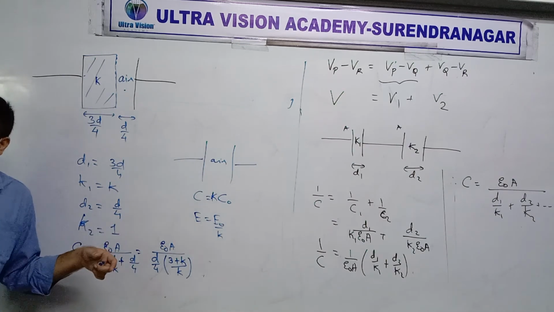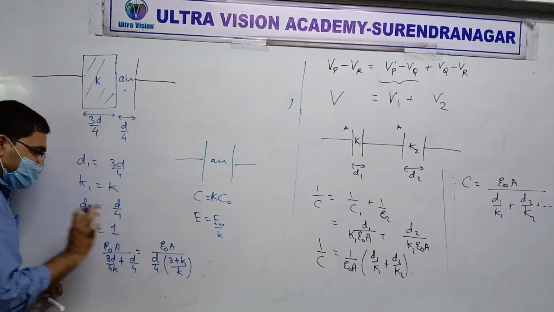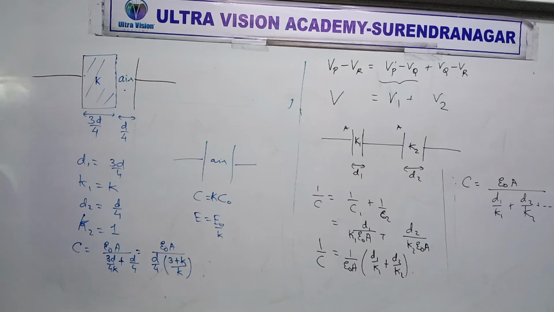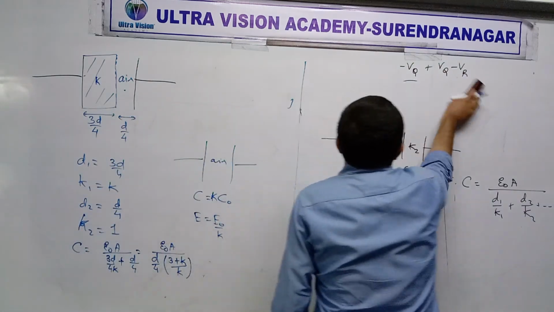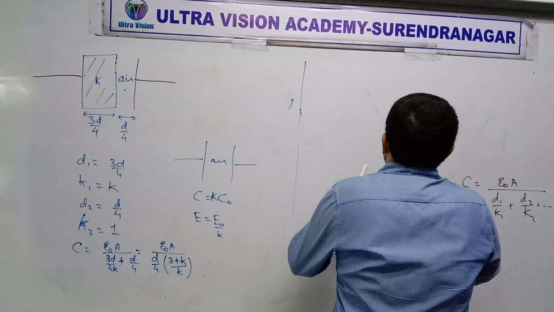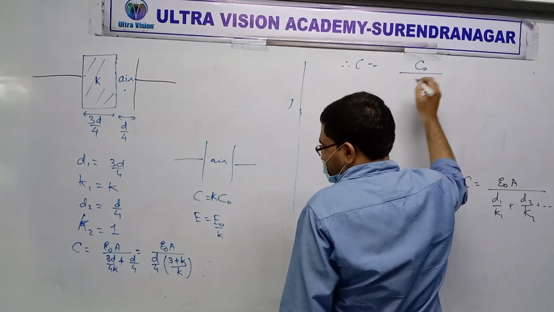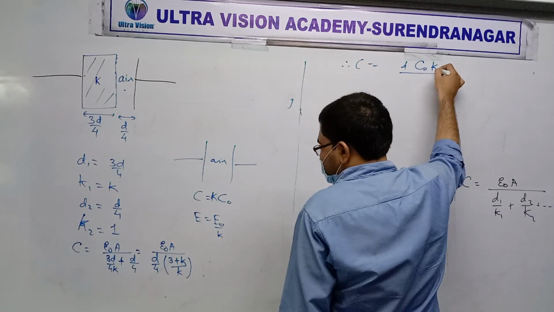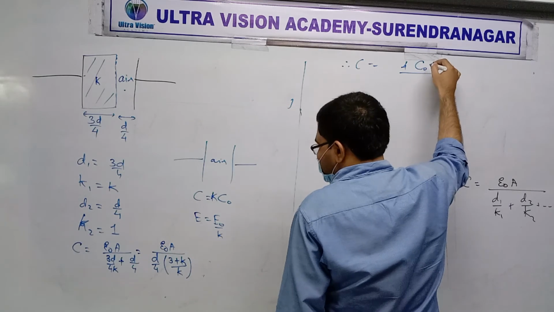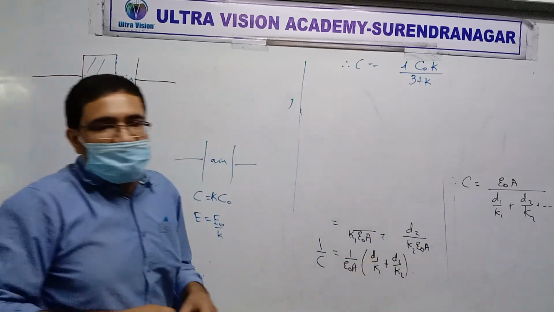Now, what is epsilon 0 A upon D? C0, that is when nothing was inserted. So you can write this as therefore C equals C0. 4 will go to the numerator, K will also go to the numerator. So C equals 4 C0 K upon 3 plus K. Did you understand?